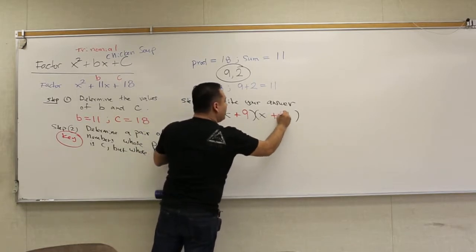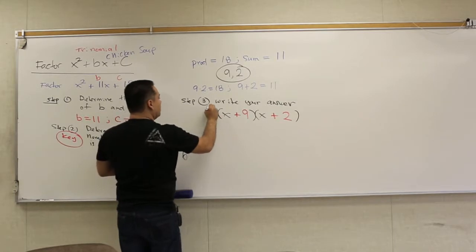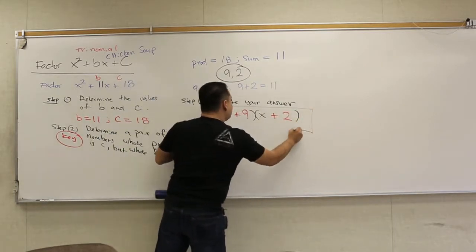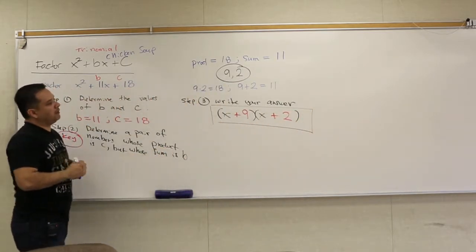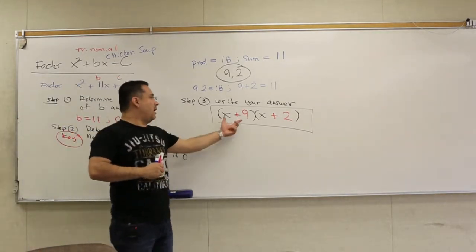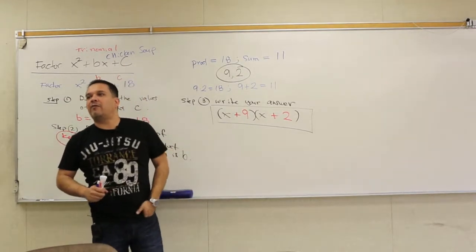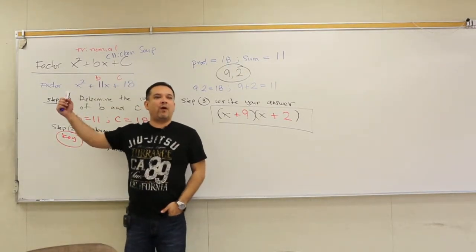So you found, ladies and gentlemen, you factored this. You're done. This is your answer. It's X plus 9 times X plus 2, because factoring is the reverse of what? Of FOIL.